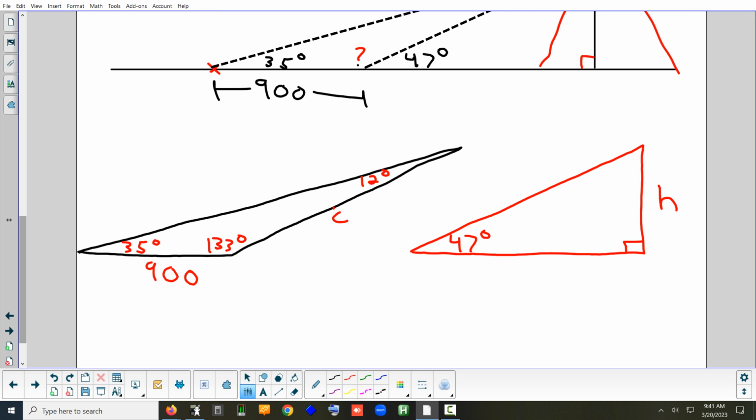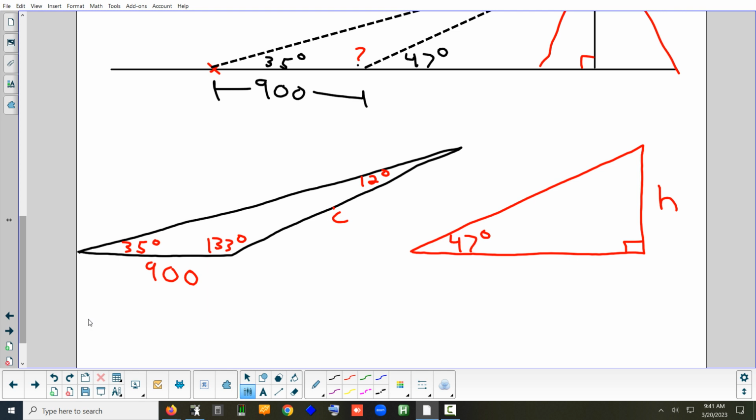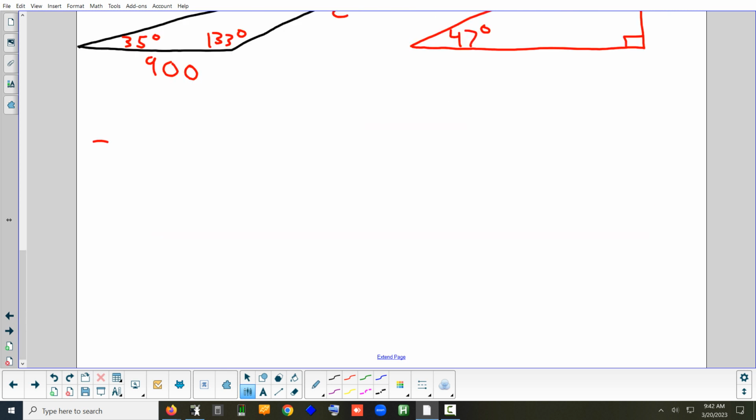And what about side C? In relation to the angle 47, it would be adjacent. Oh, hypotenuse. The adjacent would be down on the bottom. That's the hypotenuse, because it's across from the 90. So now, we know the hypotenuse is 2,482. We're trying to solve for opposite.